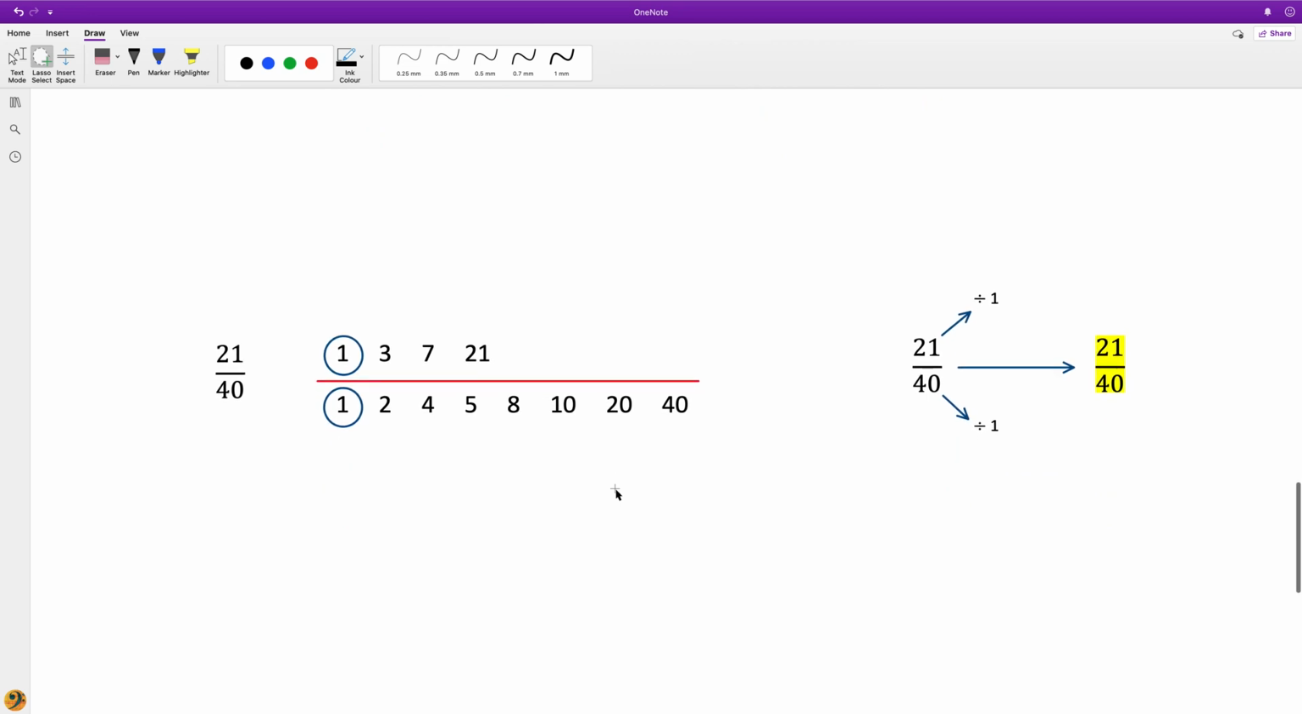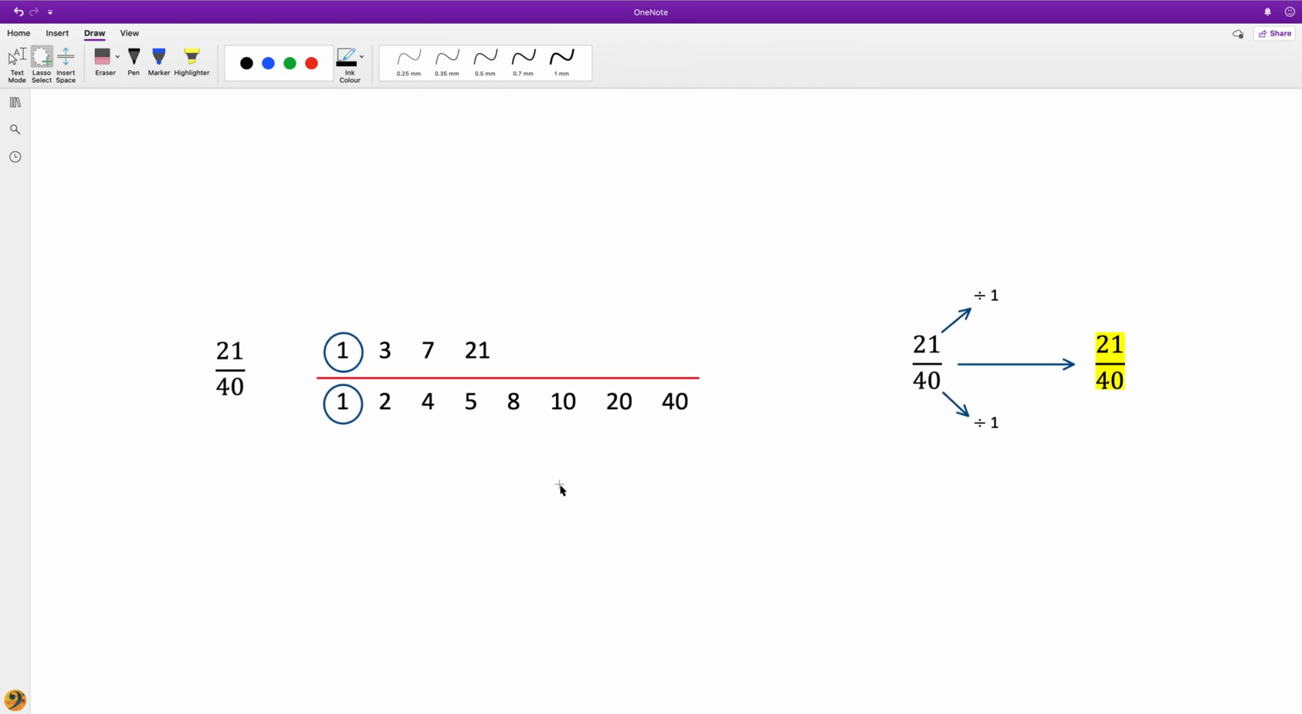Okay, so this is an example where your highest common factor is only 1. There's a multitude of different fractions that you could be given as a question. This particular one we'll look at is 21 over 40. So we follow the same steps and the same working out.